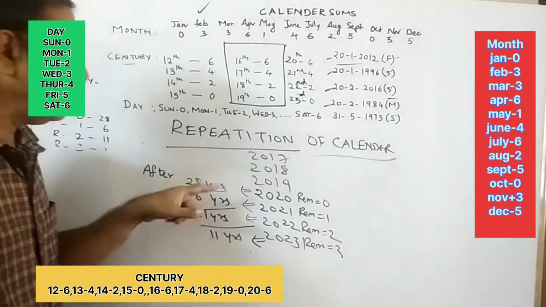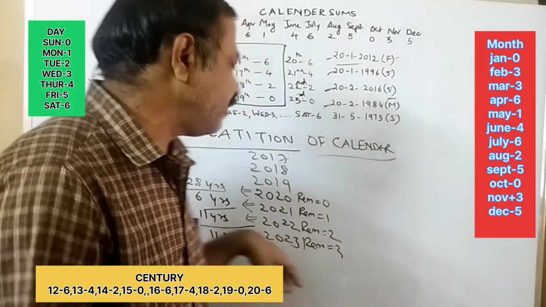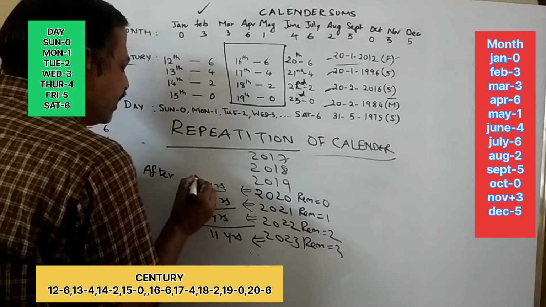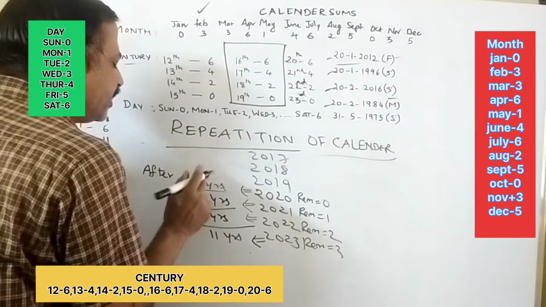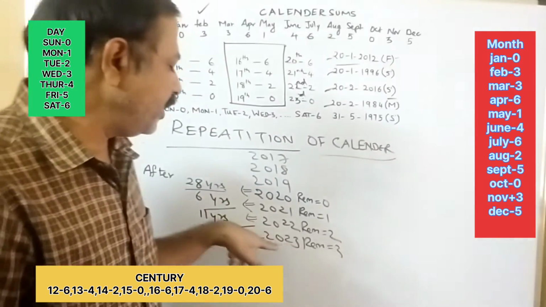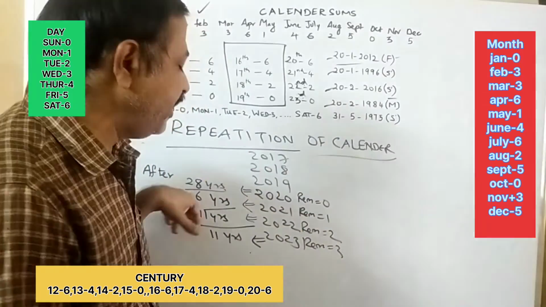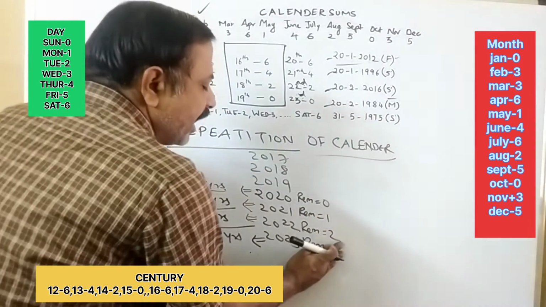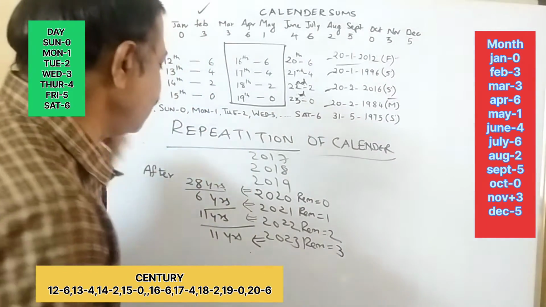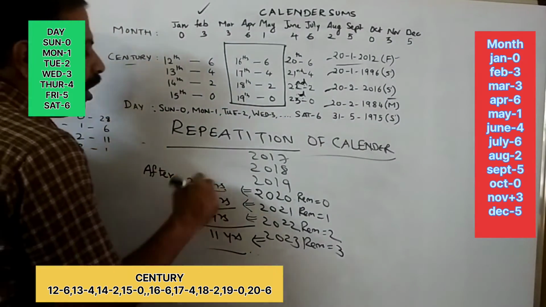So, if the remainder is 0, the calendar repeats itself after 28 years. If the remainder is 1, the calendar repeats itself after 6 years. And if the remainder is 2, the calendar repeats itself after 11 years. If the remainder is 3, also the calendar repeats itself after 11 years. This is the case for going forward or back.